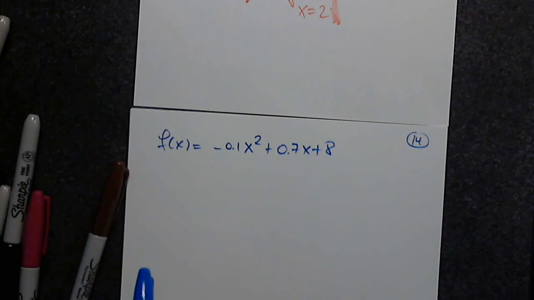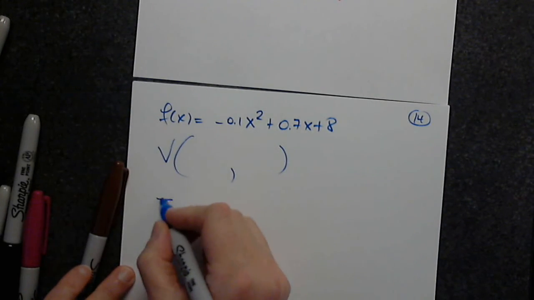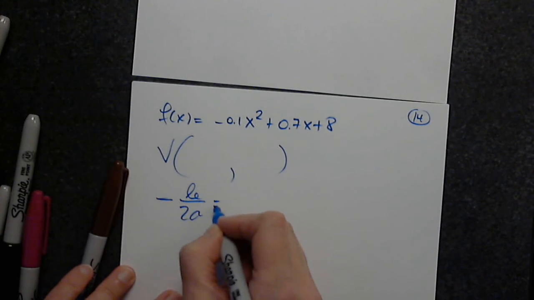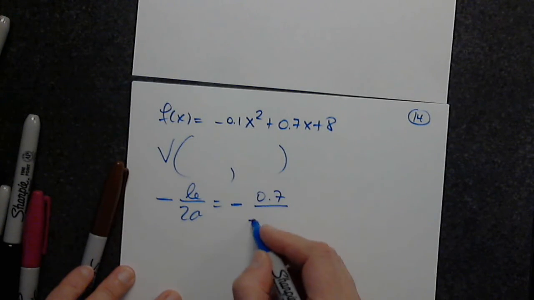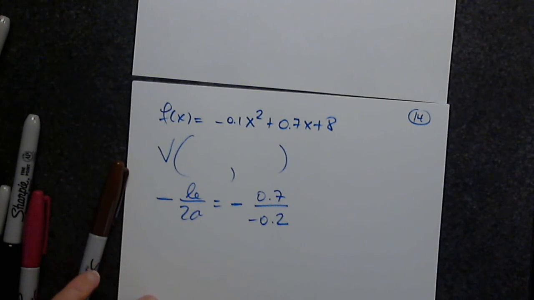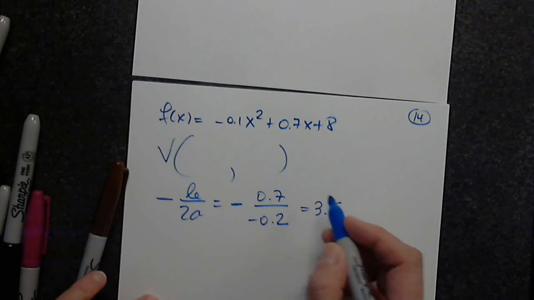Of course. Thank you very much. So I need to find the vertex, and I have no choice. I have to find -b over 2a, which is -b over 2 times a, so -7 over 2 times -0.1. So this is like 7 over 2, which is 3.5.